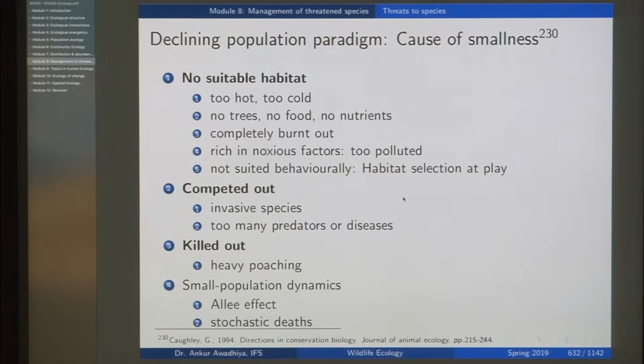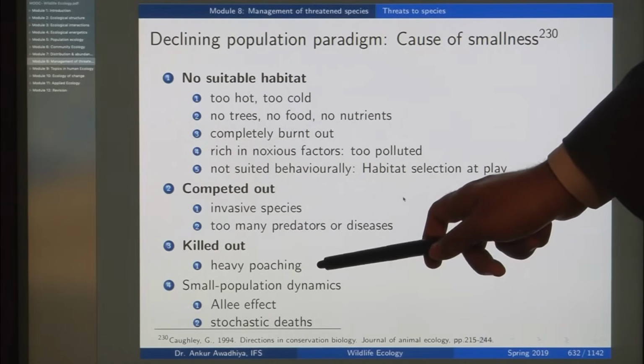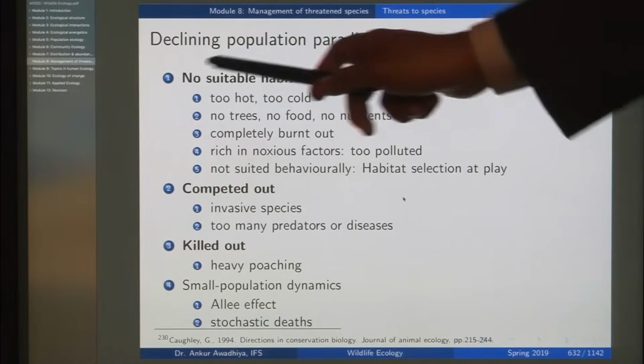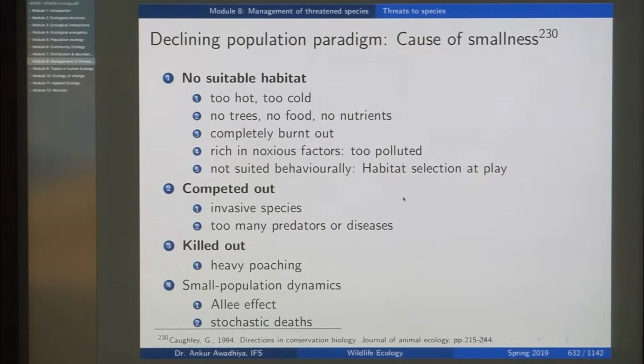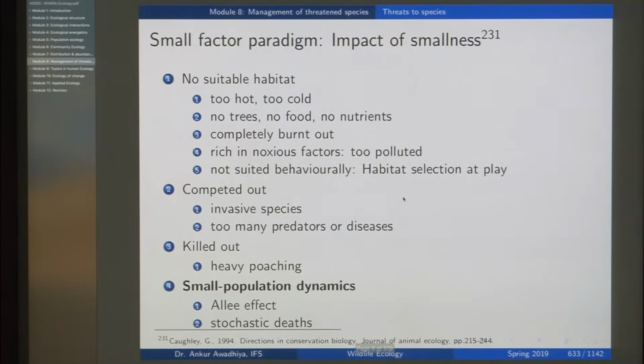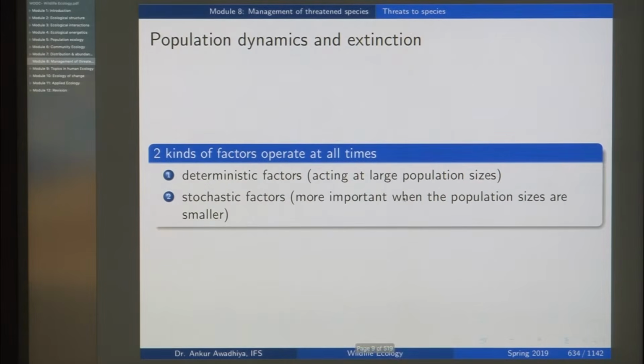So, when we look at the different causal factors, the different push factors, these three form a part of the declining population paradigm. So, you have no suitable habitat, they are getting competed out, they are getting killed out. In this way the population becomes small, and once the population has become very small, you will have the small population dynamics, Allee effect and the stochastic deaths, which will play a big role, and this will form a part of the small population paradigm.